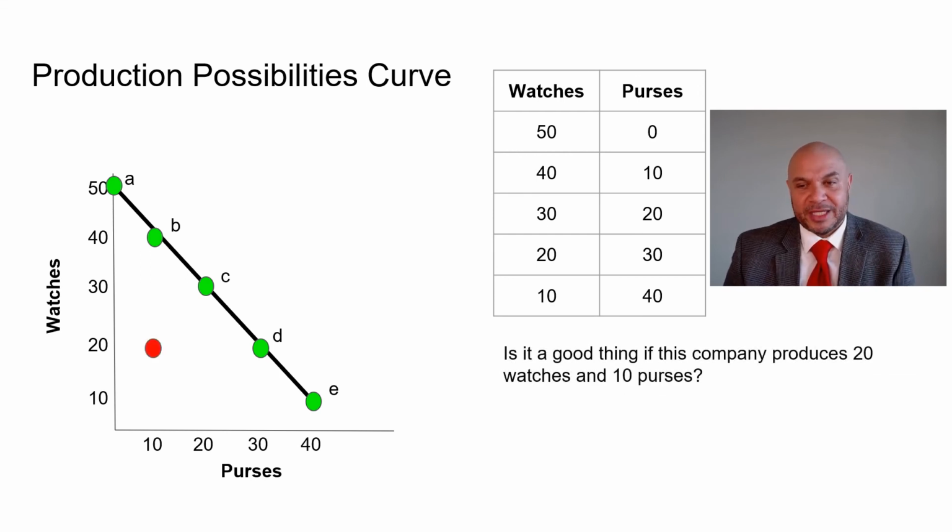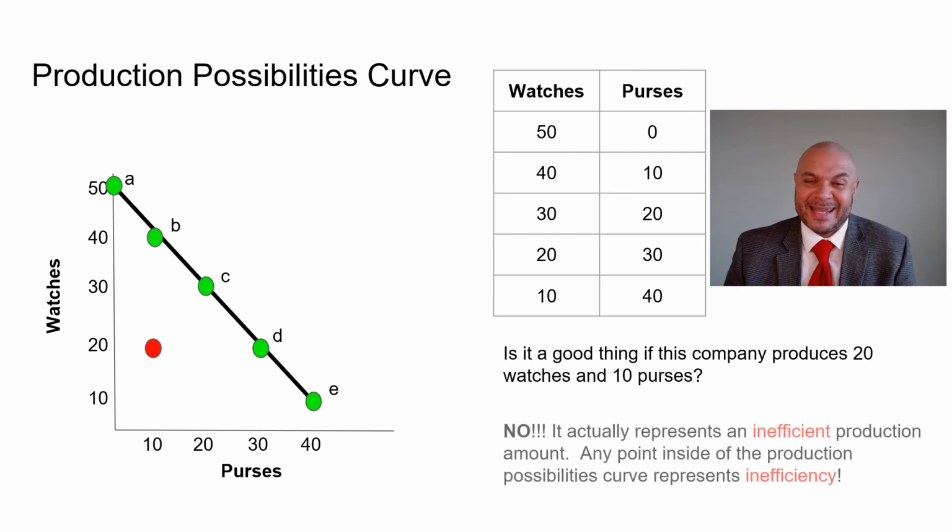Now, is it a good thing if this company produces 20 watches and 10 purses? It's definitely not a good thing. Anything produced inside of that curve, where that red dot is, is a bad thing. That means you're utilizing your resources inefficiently. That means workers aren't producing to the best of their capabilities. Supervisors aren't getting their workers in good positions to earn profit. So something's lacking in the production process. Therefore, you're using your resources inefficiently.